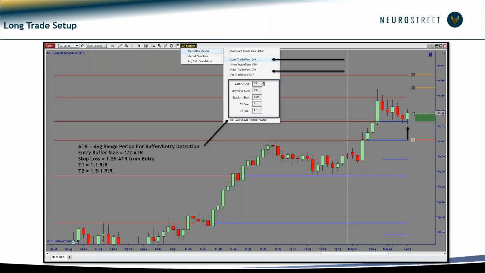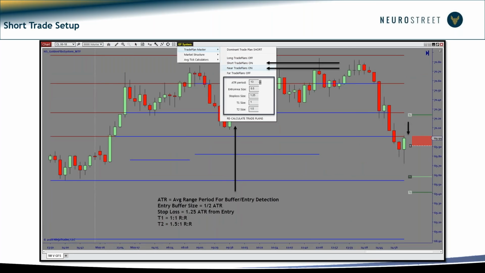Okay, now the same thing for the shorts. The shorts is basically just looking at the opposing side of structure, right? Everything's done through the master drop down. Everything is driven by the average range and volatility.